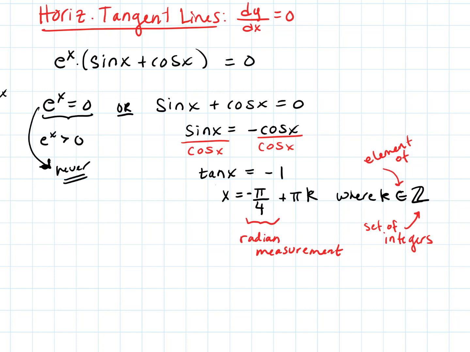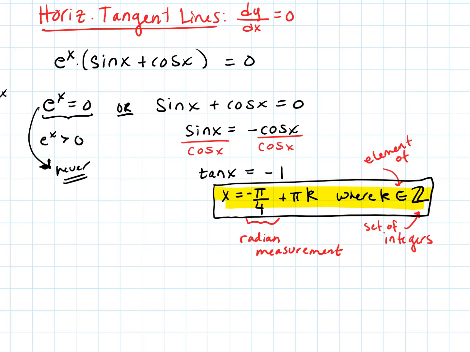All right. So it actually is going to have an infinite number of horizontal tangents occurring every time we hit negative pi over 4 plus pi k.